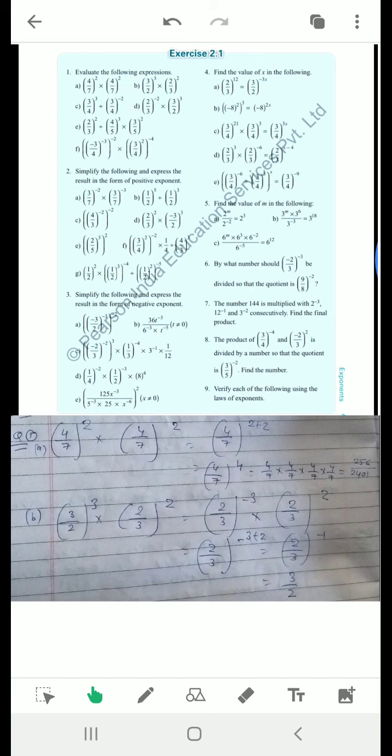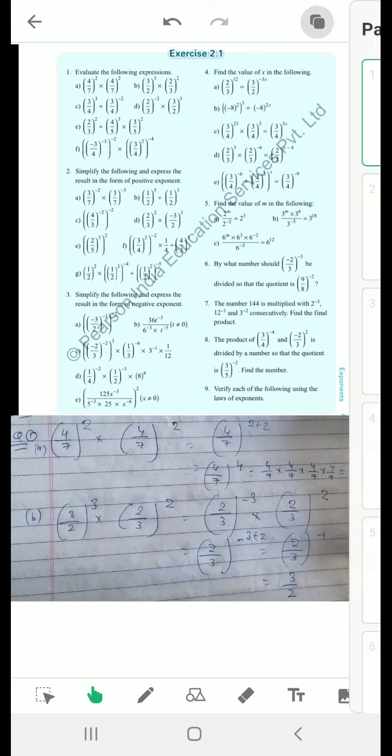In this question now we no need to write the complete answer, we no need to evaluate, we need to write the answer in the exponential form with positive exponent. Rest of methods will remain same. So how we will solve?